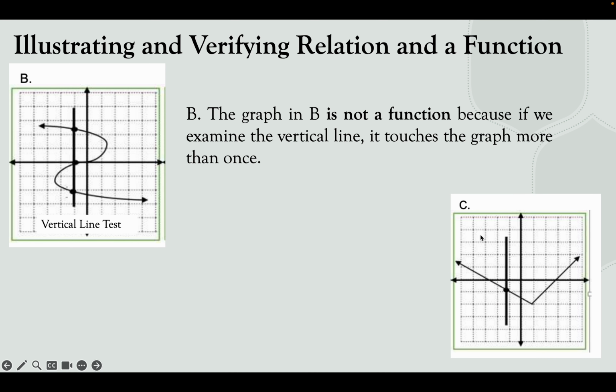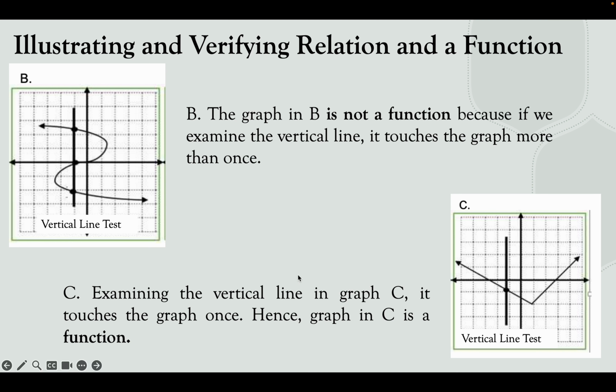Letter C, we have a graph shaped like a V. When you make a vertical line test, it just touches one point of the given graph. Examining the vertical line in graph C, it touches the graph once. Hence, the graph C is a function. Even if you move to the left or right, it just touches one point of the given graph.